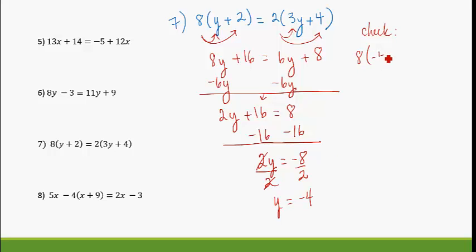This is 8 times negative 4 plus 2 equals 2 times 3 times negative 4 plus 4. Let me see, did I do that correctly? So negative 4 plus 2, and 2 times 3 times negative 4 plus 4. Okay, so this is going to give me 8 times a negative 4 plus 2 is a negative 2, and then this is going to give me a negative 12 plus 4.